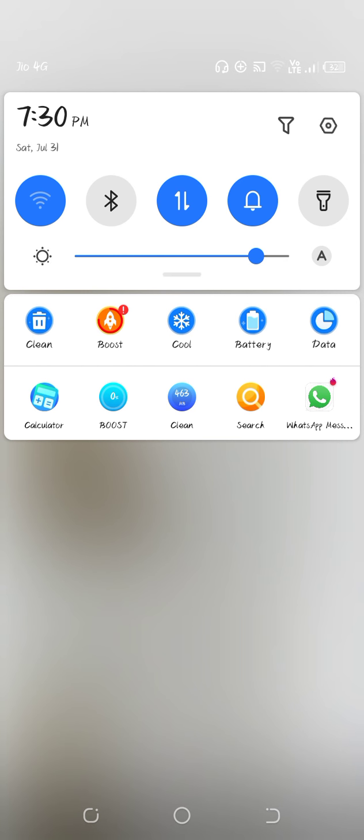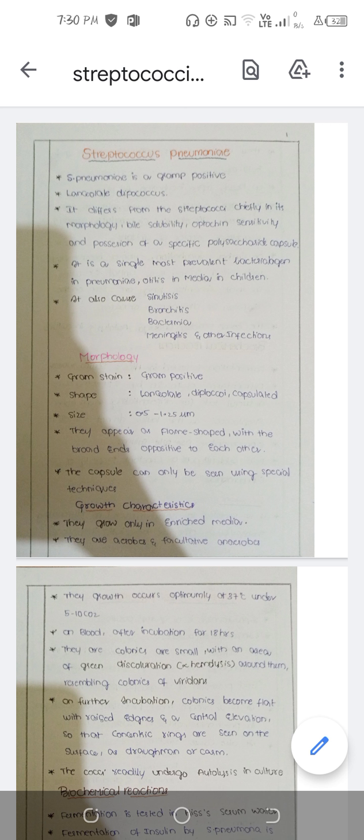Today I'm going to explain Streptococcus pneumoniae. This is one type of bacteria of the Streptococci. You all know Streptococci is divided into groups: alpha hemolytic, beta hemolytic, and some other groups also. You know all that. Today I'm going to explain Streptococcus pneumoniae.